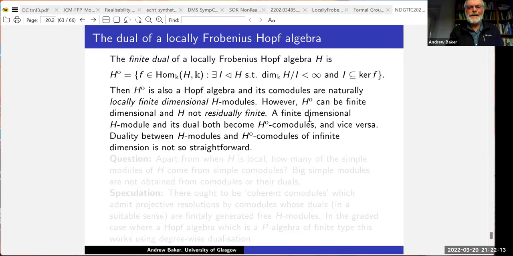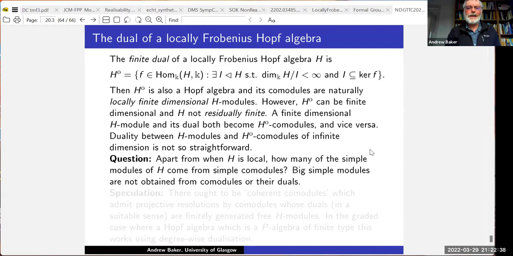Now, in the graded world, if everything in sight is finite type, that kind of dualizing works in a relatively straightforward way. But if you don't have finite type conditions, it can be very, very bad. So certainly in the topological setting, I've been working a lot with finite type things. So this has not been such a big problem, but trying to make sense of a sort of generic story here.